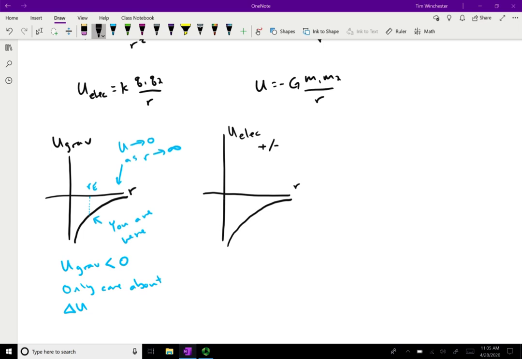Okay, so we still see that U goes to 0 as r goes to infinity. So that much is the same. We notice that the energy is highest when the particles are far apart, and the energy is lowest when they are close together.